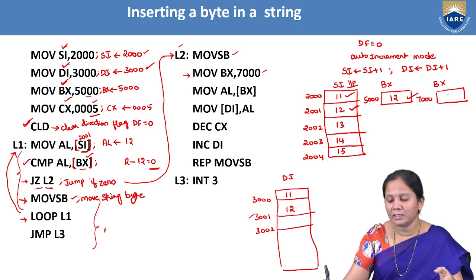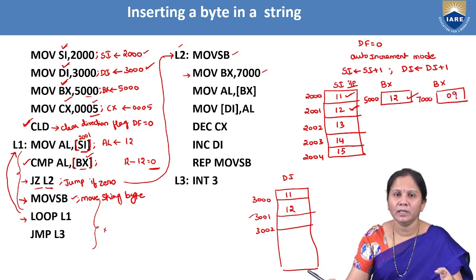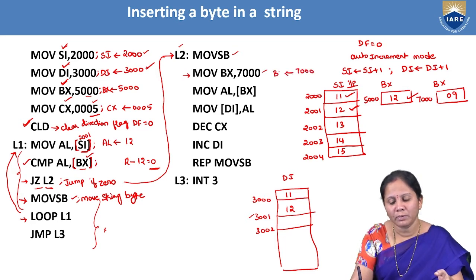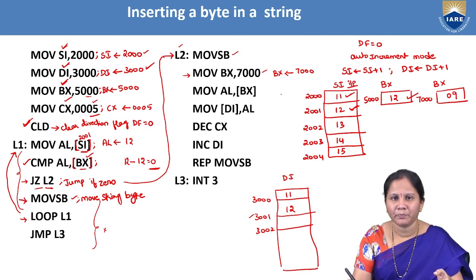So let us consider there is a value 9 in the 7000 location. Whatever number we want, we can consider, but that number should be byte size only. So this 09 will be considered. When this move BX comma 7000 instruction is executed, the value 7000 will be moved into the BX register.